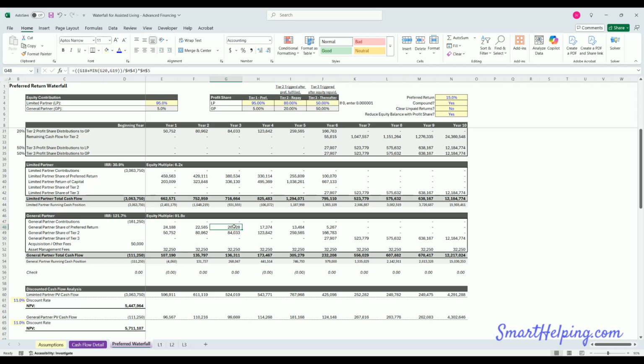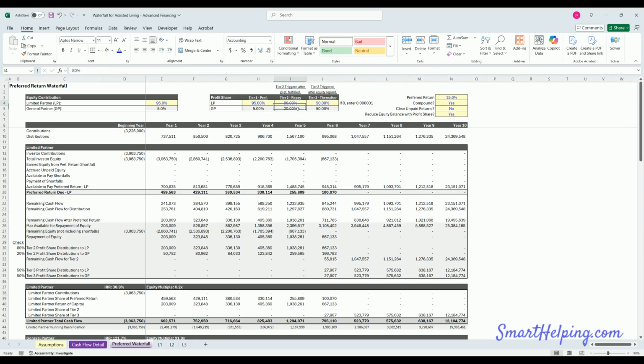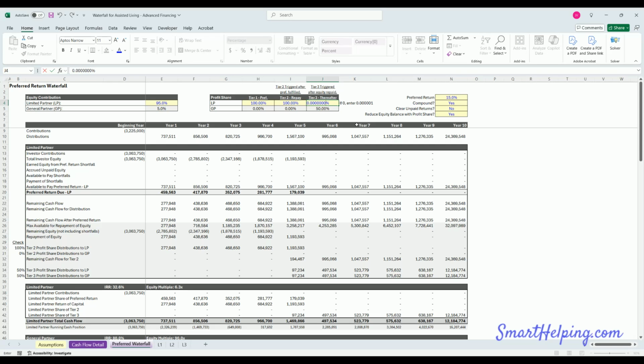In that case, the GP is actually going to get a pref as well at the same rate if it is pari passu. Then tier 2 is how much cash goes to the LP and GP based on the LP's equity being fully repaid. So this is cash flows after the pref, but before equity is repaid, and we're defining that split right here. Now, often you'll see a situation like this where it's 100% to the LP, 100% to the LP, they've got all their money back, and then tier 3, you take out the LP in this case because you do 0% for tier 3. And 0%, just do like an immaterial number.